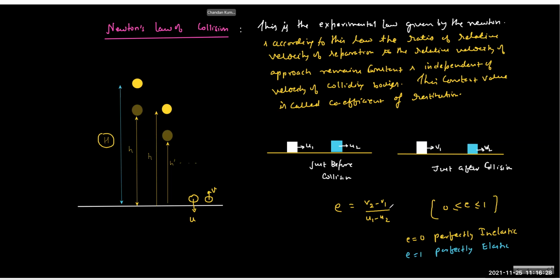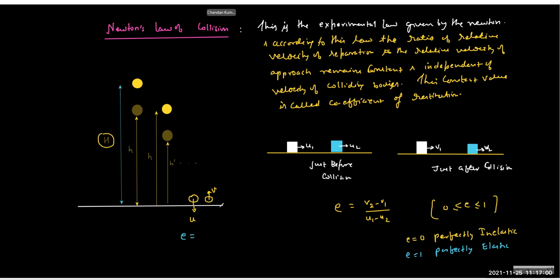And perfectly elastic means the separation and approach will always be the same. So u1 will change to v1, u2 will change to v2, but the ratio of the difference will be the same. That is the beauty of the perfectly elastic collision. You find the separation equals the approach. So if you hit with the speed u, you will go back with u only. In this case, it's very easy.